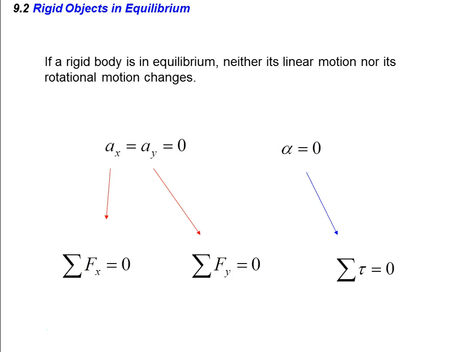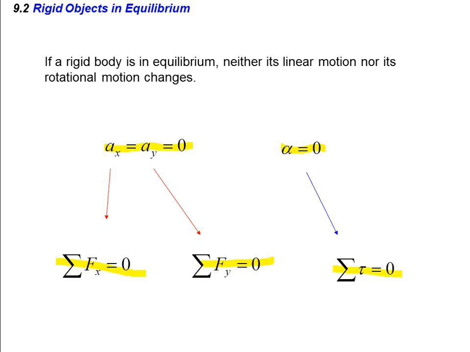Now, just like any body that experiences a net force will accelerate translationally, any body that experiences a net torque will accelerate rotationally. On the opposite side, if the acceleration is zero, Newton's laws tell us that the sum of the forces is zero, whether in the x direction, y direction, or both. And so if the angular acceleration, alpha, is zero, then we can conclude that the net torque is zero.